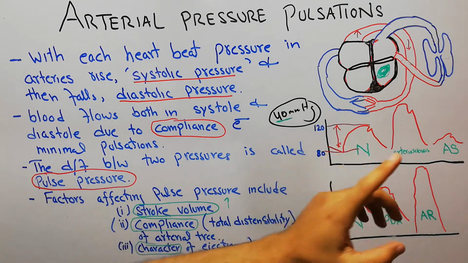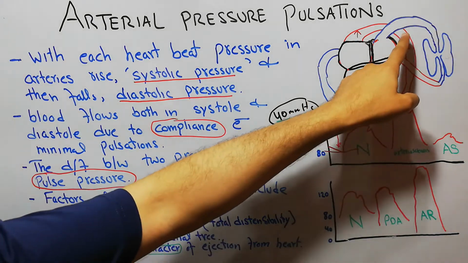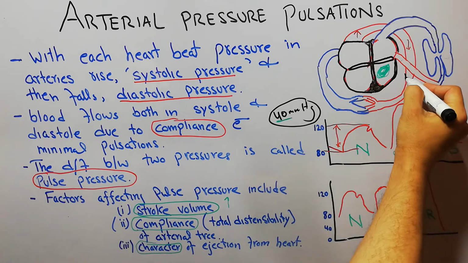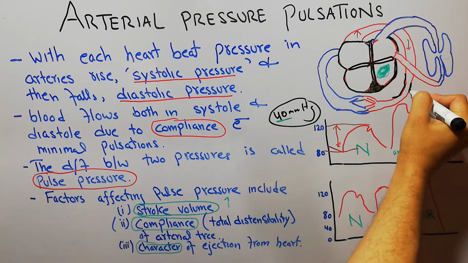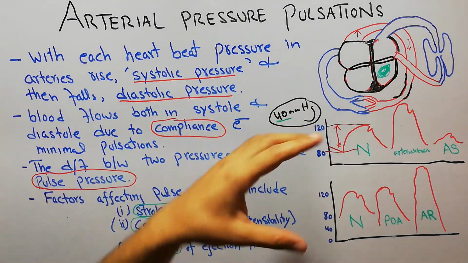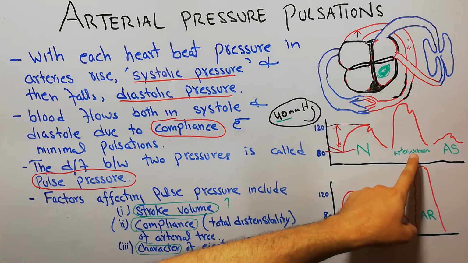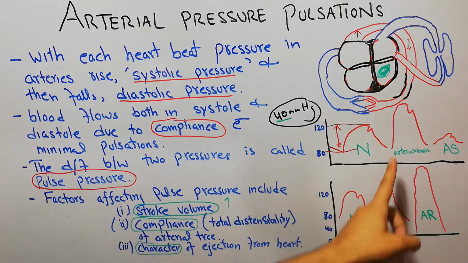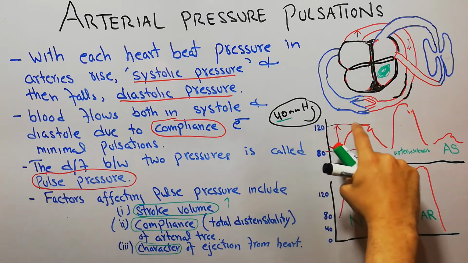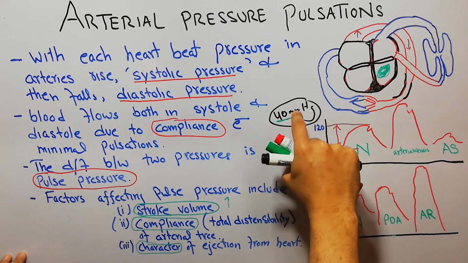The most important of them is arteriosclerosis. When the arteries get stiff or hardened with increasing age, their ability to dilate, their compliance, is lost. When their compliance is lost, increasing arteriosclerosis or increased hardening of the blood vessel leads to increased pulse pressure. The normal systolic pressure was around 120, and the total pulse pressure was around 40.